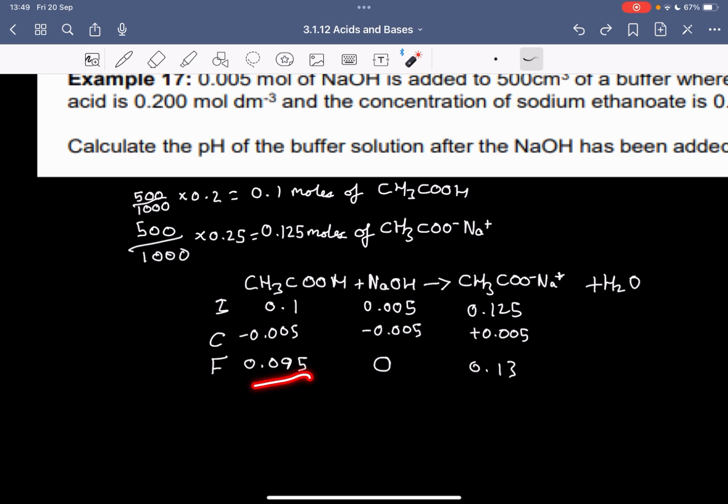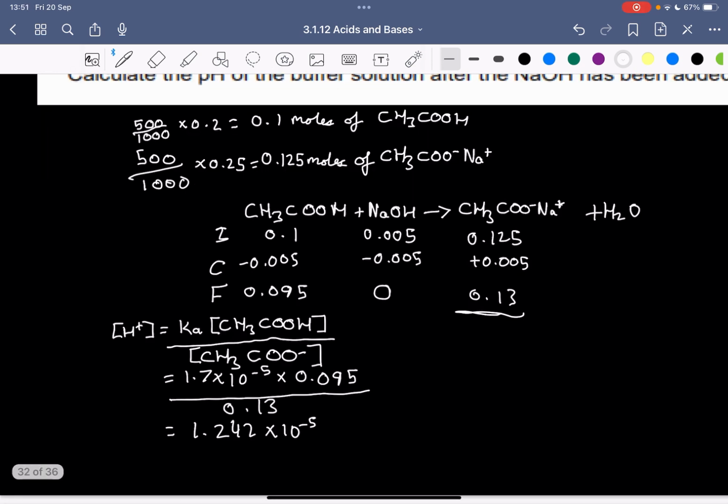Okay, now we have our final moles of acid, and we have the moles of sodium ethanoate, but we know for the Ka expression we need our moles of ethanoate ions. So we know this dissociates in a 1-to-1 ratio. So if we have this many moles of sodium ethanoate, we know we also have that many moles of ethanoate ions. So that's quite simple. And now we can just sub that all into the Ka expression, and we get... And now we can minus log this answer to get pH, which is 4.91.